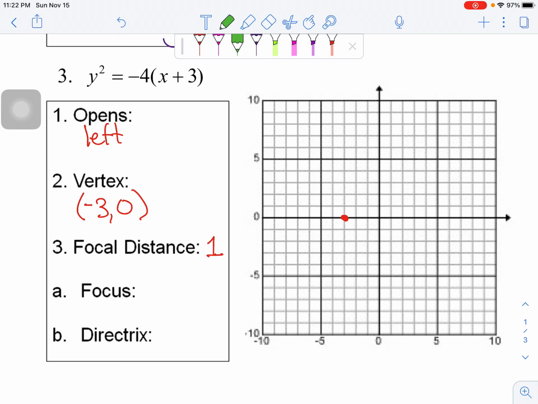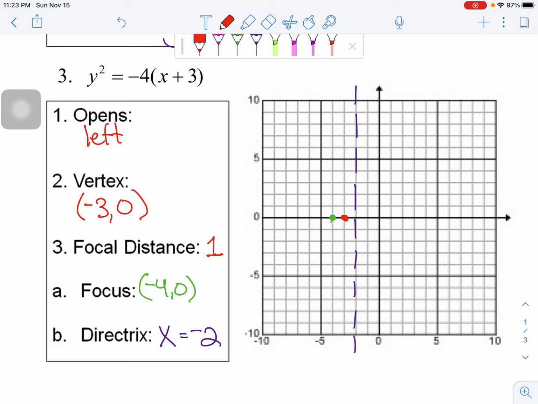This is opening to the left, so I'm going to go to the left 1 unit. There's my focus, which would be -4, 0. And then I'm going to count to the right 1 unit from the vertex, and that would be my directrix. Okay. My directrix is x is equal to -2.